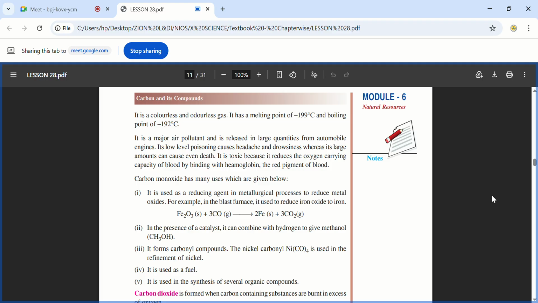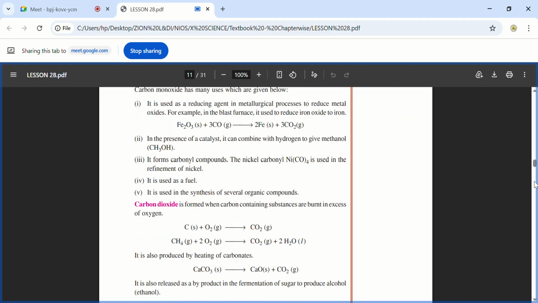In the presence of a catalyst, it can combine with hydrogen to give methanol, CH3OH. It forms carbonyl compounds. The nickel carbonyl Ni(CO)4 is used in the refinement of nickel. It is used as fuel. It is used in the synthesis of several organic compounds.